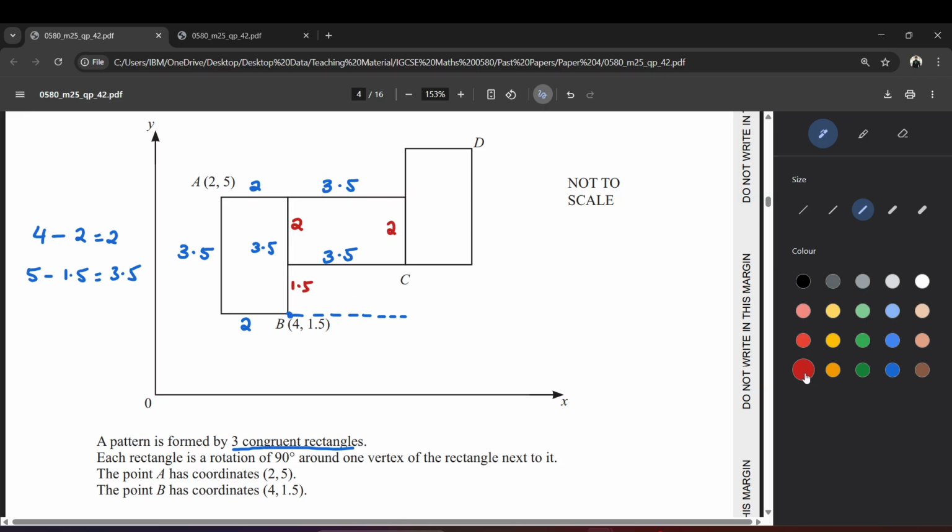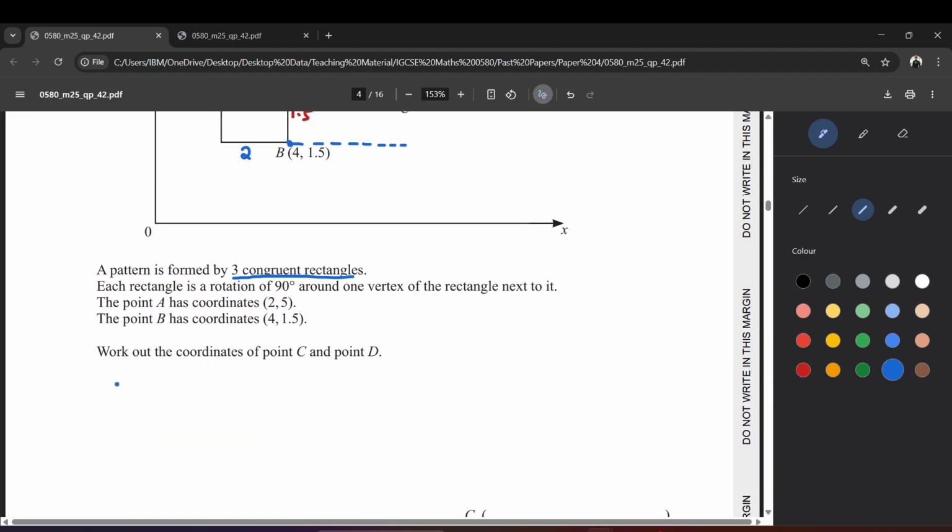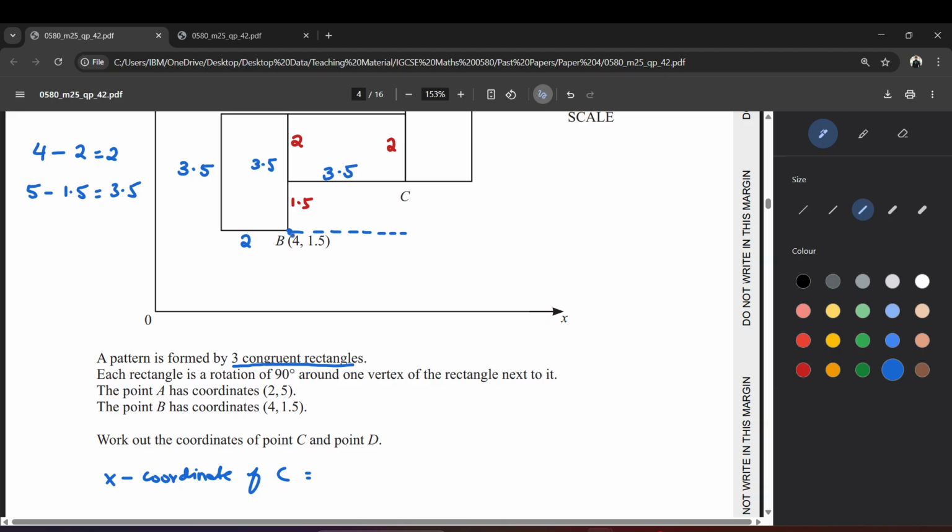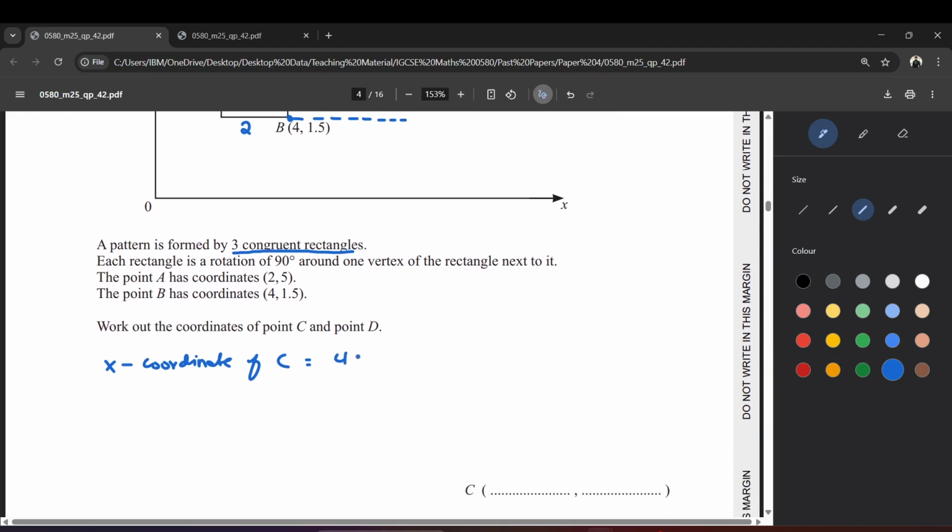All right, now if I want to move towards C, so starting from B, how many units do I have to move towards C in x direction? That should be 7.5 units. Okay, so I'm going to write here: x coordinate of C equals, so that will be 4 plus 3.5, that is equal to 7.